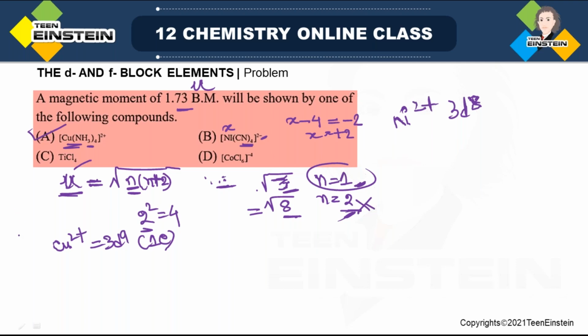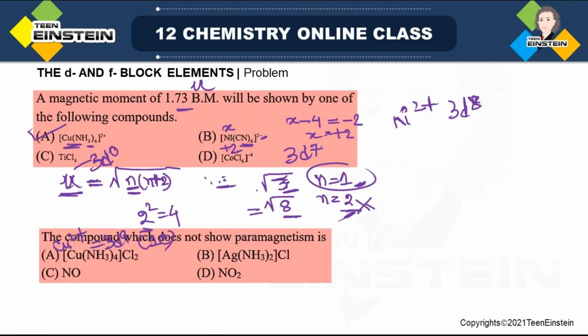Then we have titanium 4 plus. Titanium 4 plus, it is basically 3d0 system. That means no unpaired electron, magnetic moment 0. Then we have cobalt 2 plus system. Now cobalt 2 plus is 3d7. Now 3d7, how many unpaired electrons? 3 unpaired electrons. So this is also not correct option. So the copper 2 plus, that will be the correct option. Okay, any doubt? Should I repeat any part?